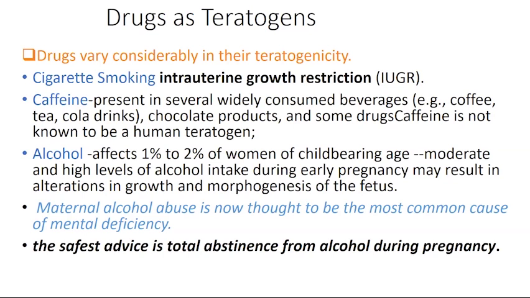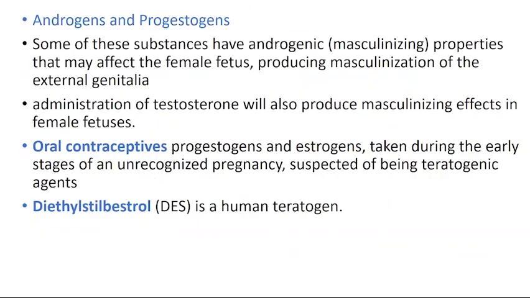So cigarette smoking causes small babies. Caffeine is consumed, but it is not known to be a teratogen. Alcohol affects 1 to 2% of childbearing age women, but it is now known that mental deficiency is because of plenty of alcohol intake. So it is best to avoid alcohol intake during pregnancy.